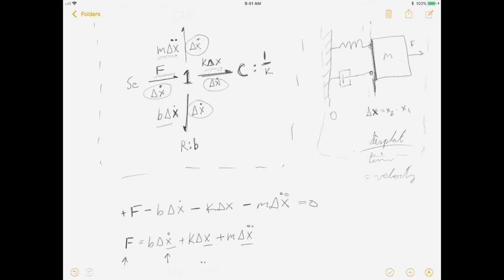This is the representation of that function, given different spring constants, different damper constants, and different masses. And that's the power of bond graphs and the introduction to dynamic systems and control.